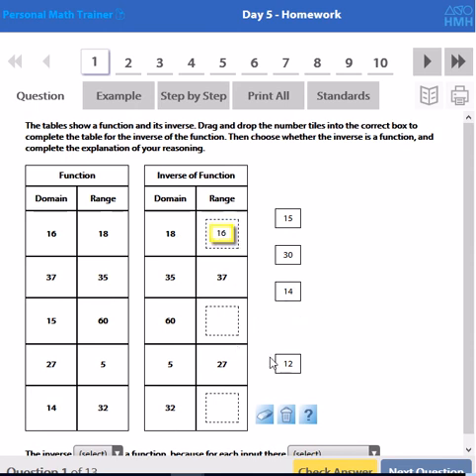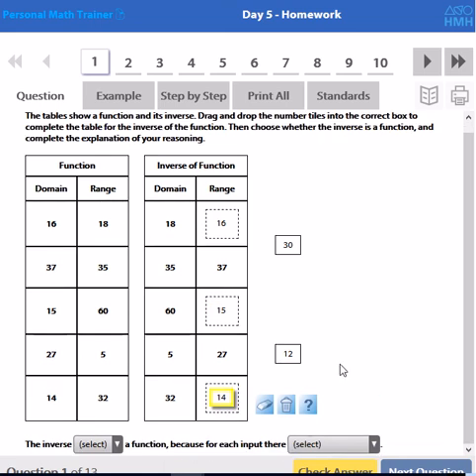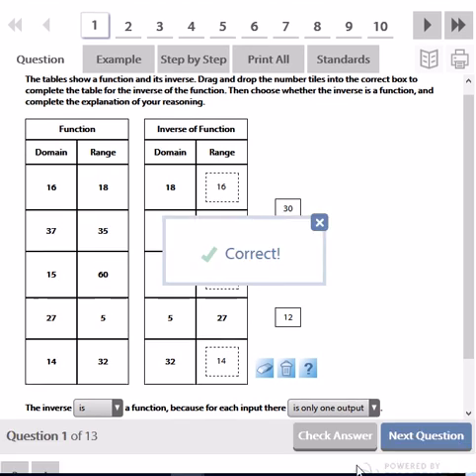They did the next row for me, so the 15 goes with the 60. They did the next row for me, and then on the last one, the 14 goes with the 32. Now, at the end, they ask if this new inverse is a function. What we want to make sure is that for every one value in the domain, there is a unique value in the range, that no value is repeated. And since we don't see that, we would say that this is a function, and there's only one unique output for every input.